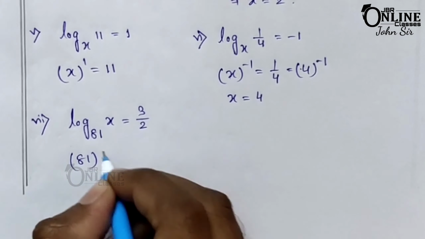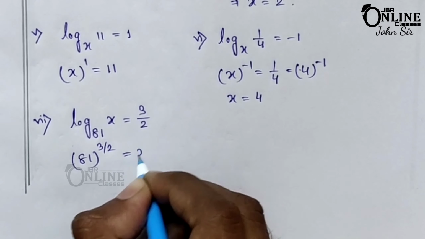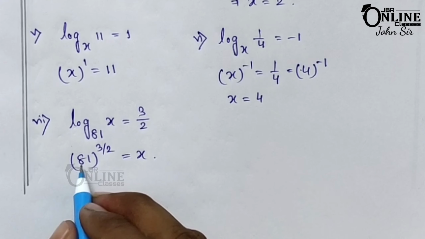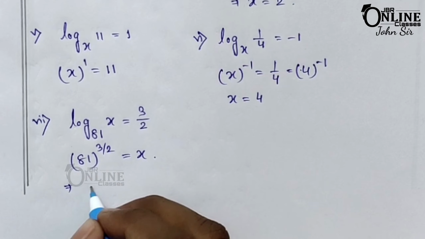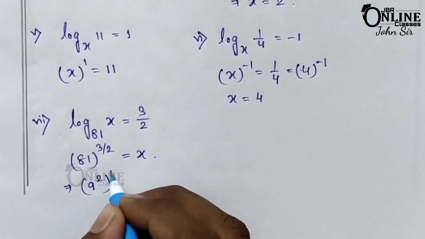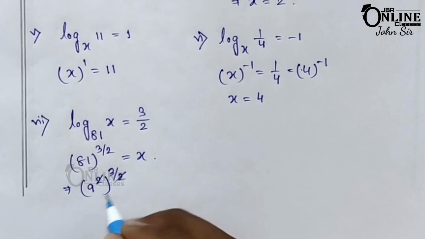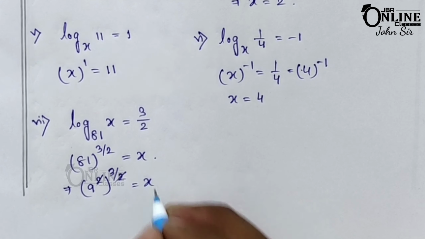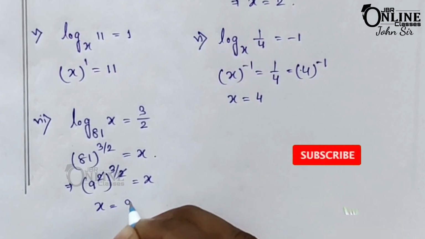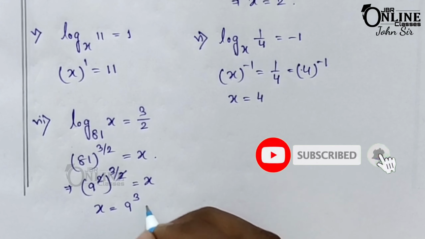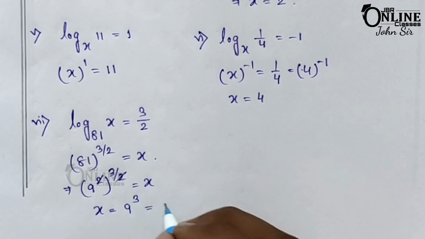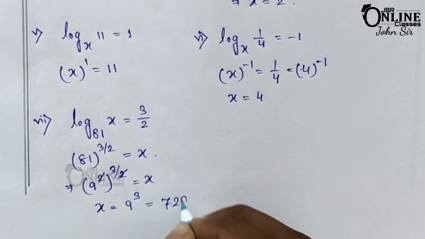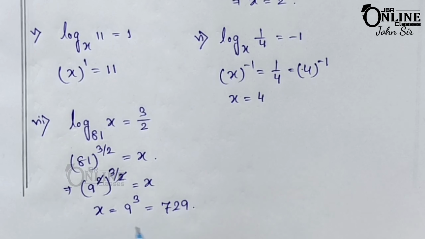Now number 7, log 81 x that equal to 3 by 2. So 81 to the power 3 by 2 that equal to x. Now what is the meaning of 81? You can replace 81 as 9 square. 9 square equal to 81. So here 2 cancel out, that equal to x. So x equal to 9 to the power 3. So 9 to the power 3, that means 9 cube. So 9 cube equal to 729.